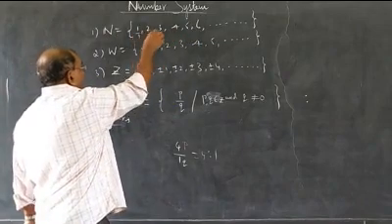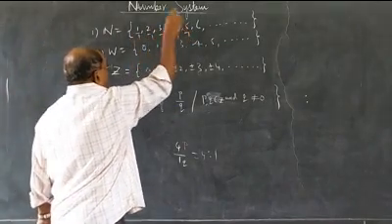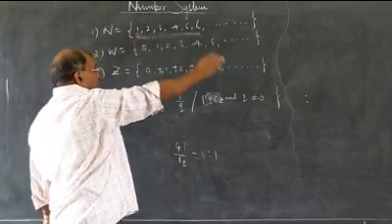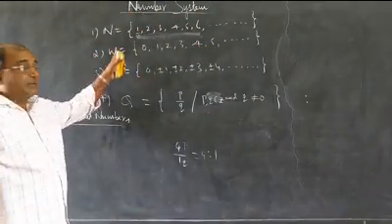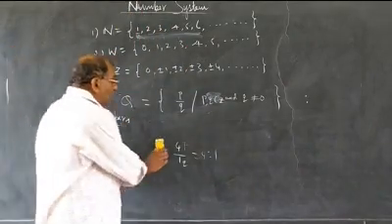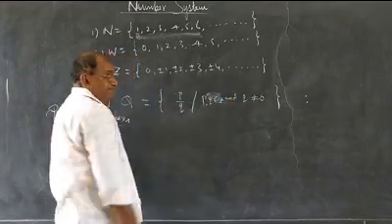See, it goes on, divided by 1. P is this, q is 1. So every natural number we can call as a rational number. Q should not be equal to 0. See the condition.